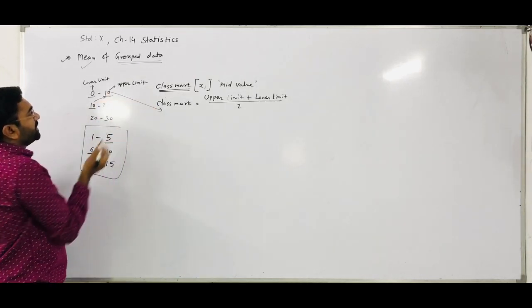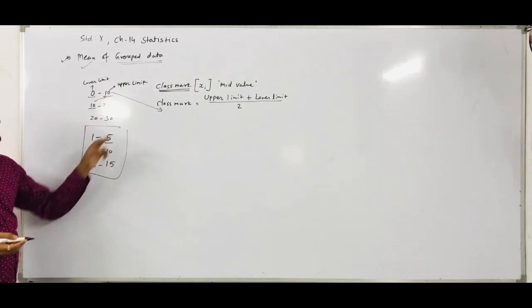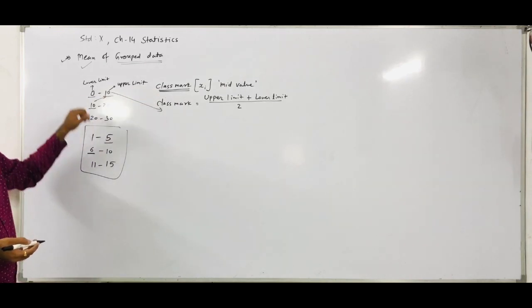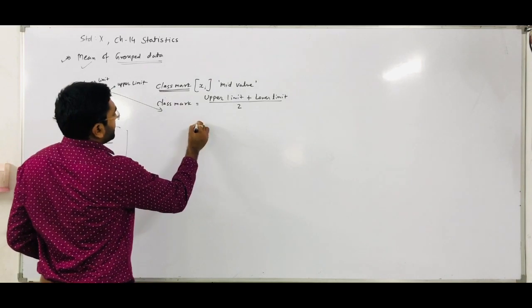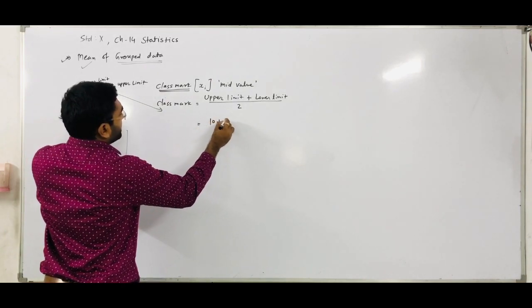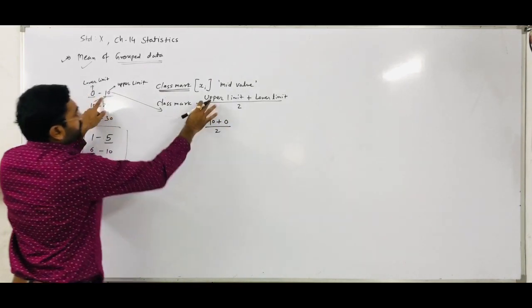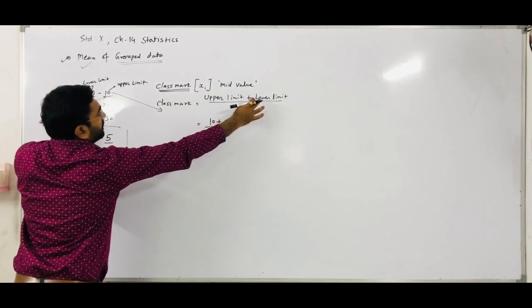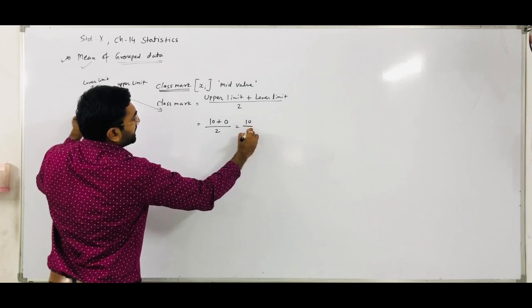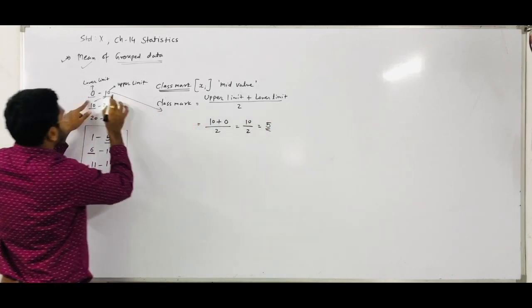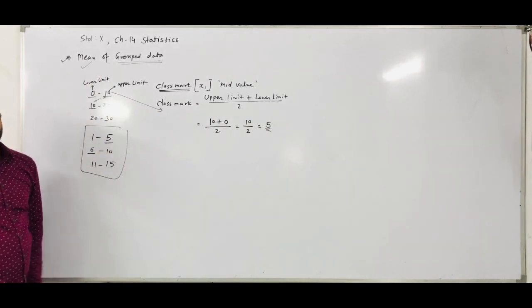Suppose we want to find the mid value of that class, or you can say the class mark. So what do we have to do? The lower limit is 0, the upper limit is 10. So the class mark of that class is 10 plus 0 divided by 2. The upper limit is 10 and the lower limit is 0. So 10 plus 0 divided by 2. What do we get? 10 by 2 is 5. So that class's mid value is 5 only. Right?